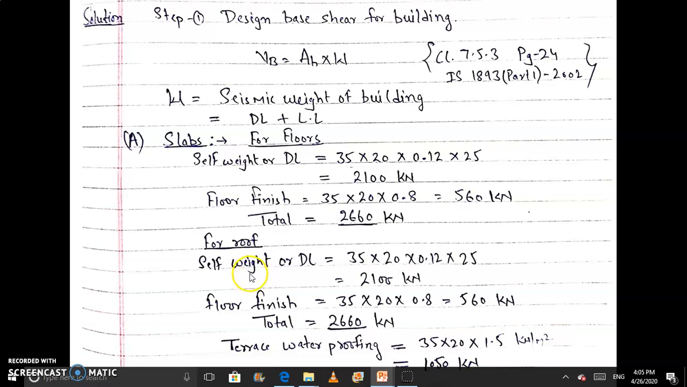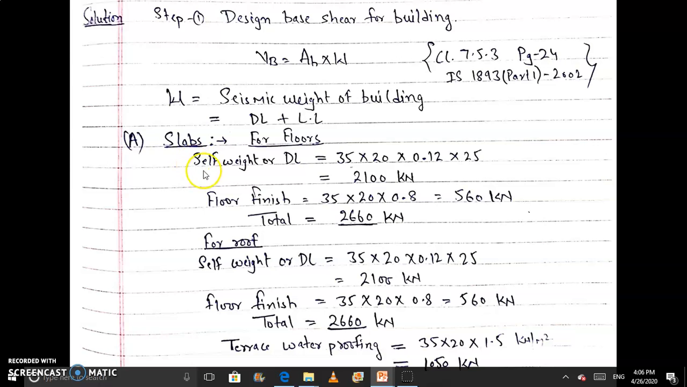Our sixth story is the roof. So their slab weight here is the same procedure we have to find, but the difference is in floors and roof. In roof we have to provide one extra thing, that is the terrace waterproofing. So simply here we get with 1.5 as a factor, we multiply this factor and we get 1050 as a value. So after summation 2100, 260 and 1050, we get the total dead load on a roof. So this is the dead load of a slab.